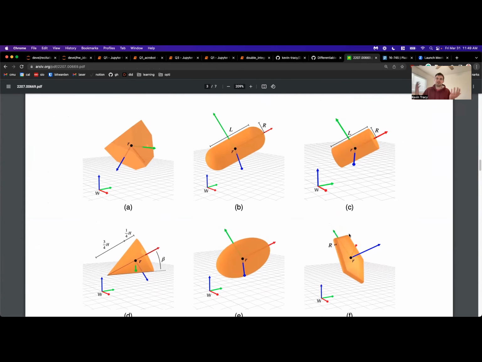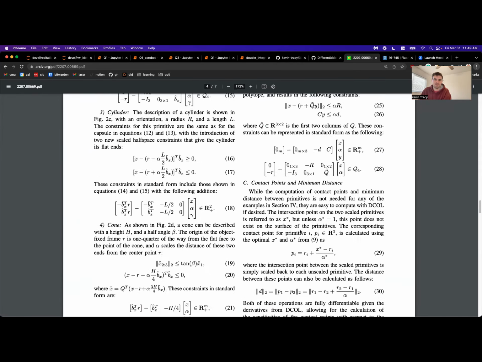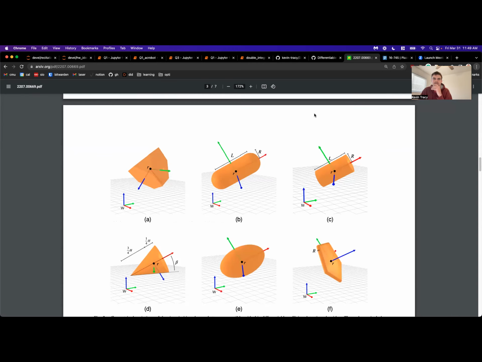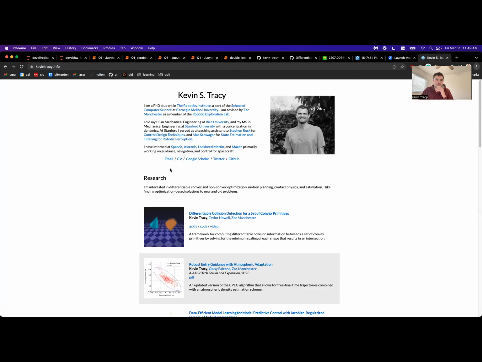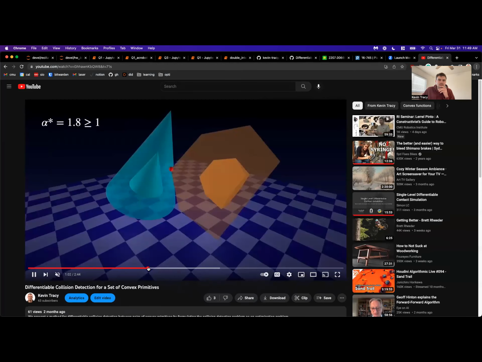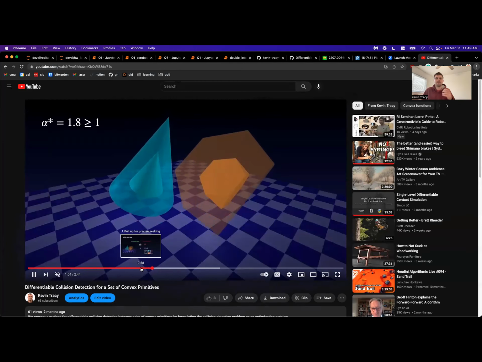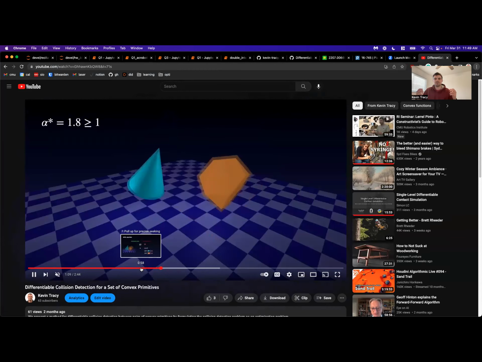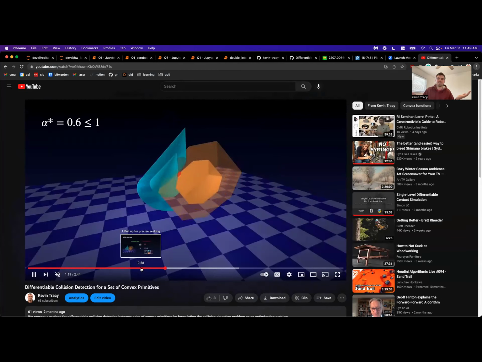So what I can do is I can take my robot or my system and decompose it exactly into these things. And then what we do is solve for the minimum scaling that we have to blow these things up such that they make contact with each other. So if it's not in contact, the minimum scaling is greater than 1. If it's in contact, the minimum scaling is less than 1.